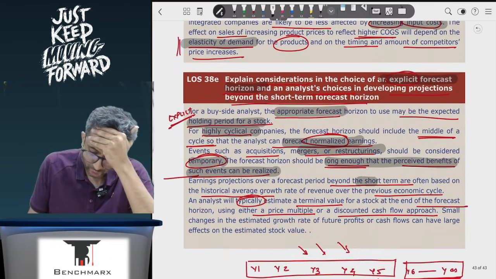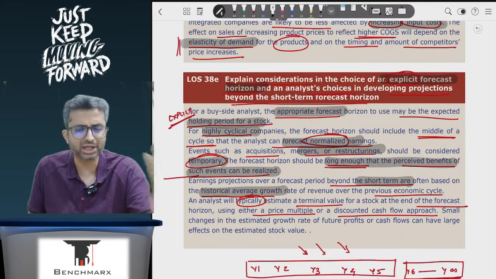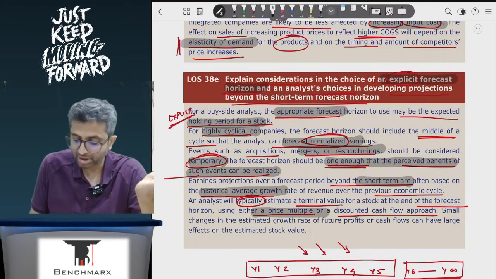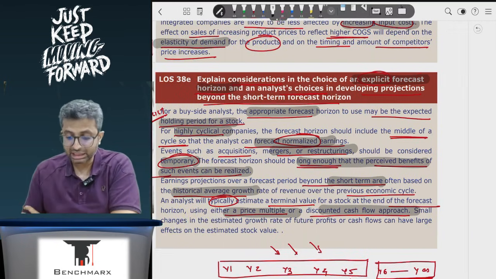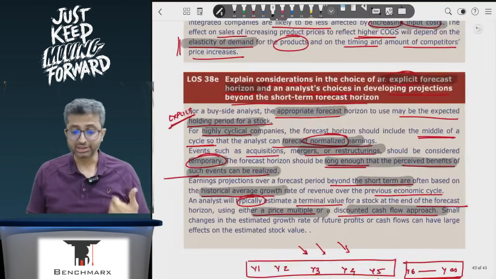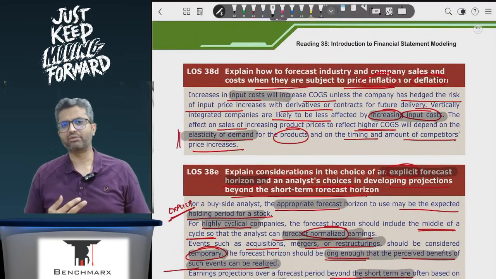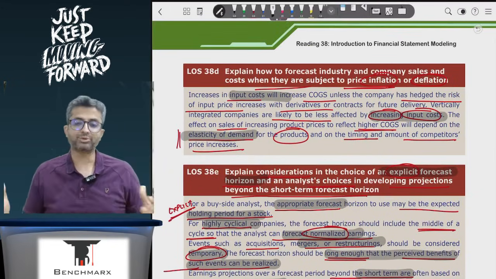Earnings projections beyond the short term are likely difficult, so you will take the historical average growth rate, maybe of the industry, maybe of your company. You can find the terminal value using a price multiple or discounted cash flow, etc. So this is more like an equity working, and largely that takes care finally of your financial statement analysis. This is something which is, I would say, very important reading, and we've tried to cover as much as possible in as much depth as possible. So this really helps you in understanding.